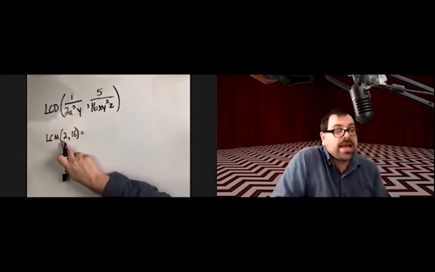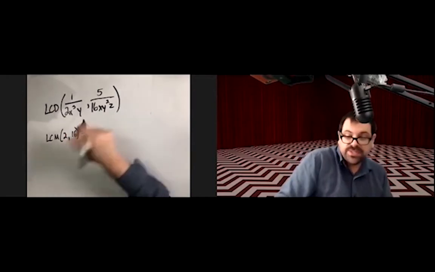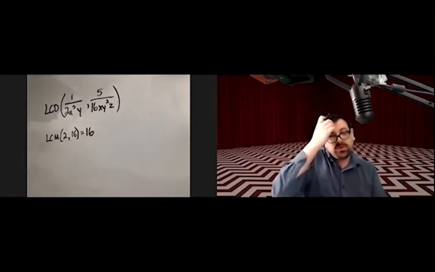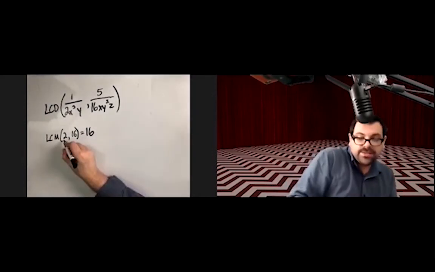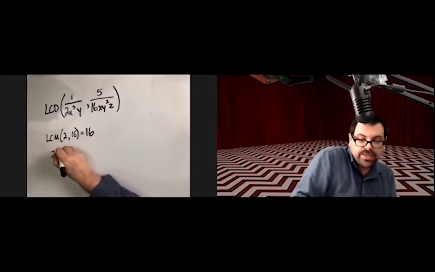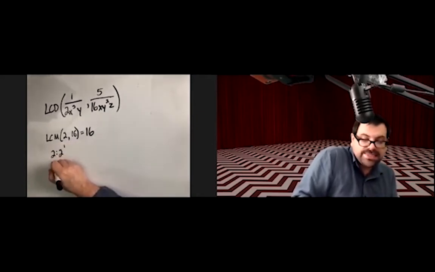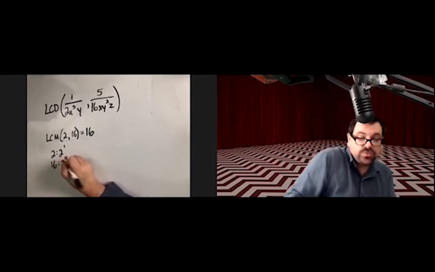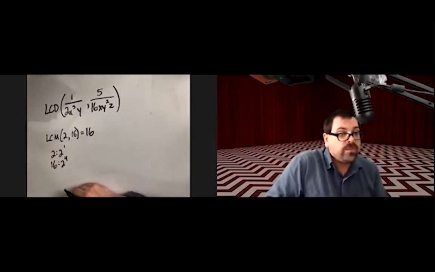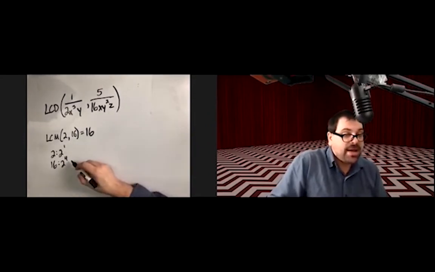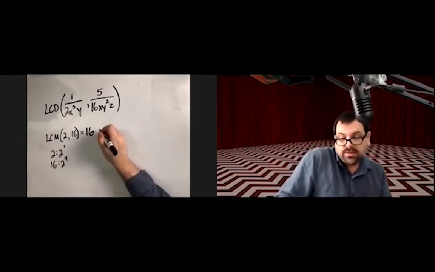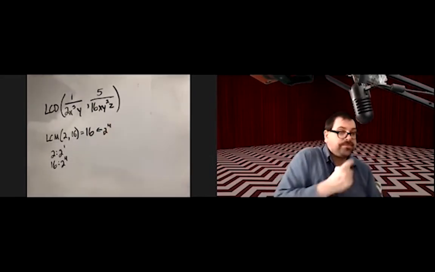Since the skip count list for 2 would include 16, we just know that's going to be 16. Otherwise, 2 is 2 to the first, 16 is 2 to the fourth. Only factor we have is 2. Highest power of that is 4. And 16 is that 2 to the fourth.